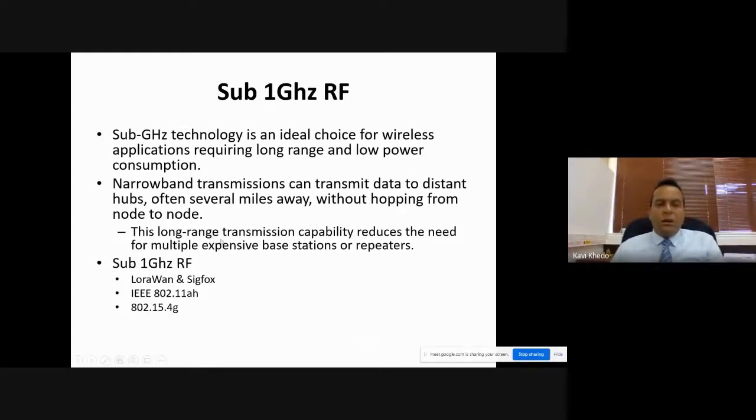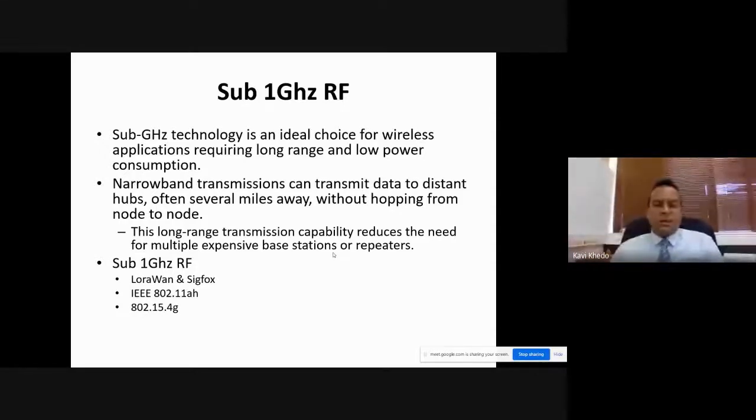So this long range transmission capability reduces the need for multiple expensive base stations. You cannot put the base station close to each of your sensors because your communication technology range is very short. You will have to place many of those base stations. So here you can place one base station in the port, and all your sensors around the port go to that one base station because you are implementing sub 1 gigahertz technology, which allows you long distance communication.